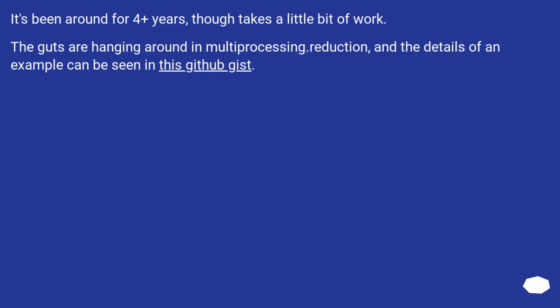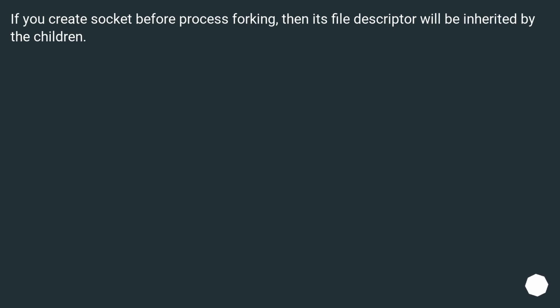It's been around for 4+ years, though it takes a little bit of work. The guts are hanging around in multiprocessing.reduction, and the details of an example can be seen in this GitHub gist. If you create the socket before process forking, then its file descriptor will be inherited by the children.